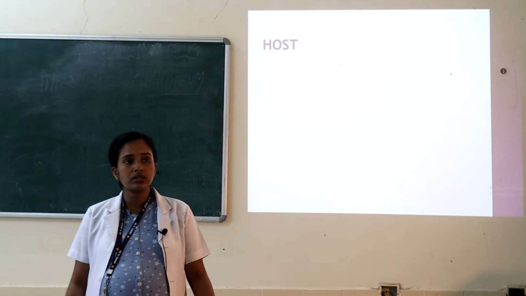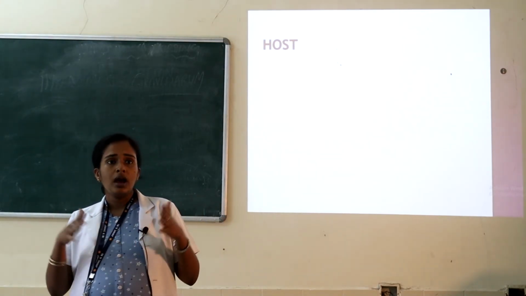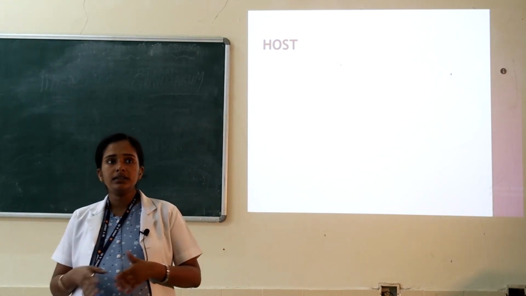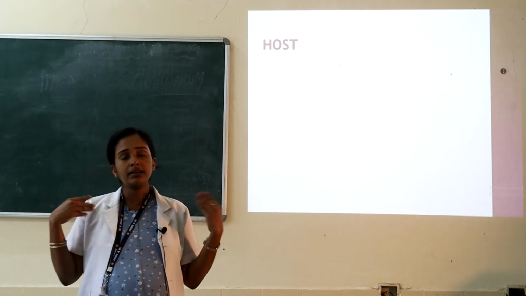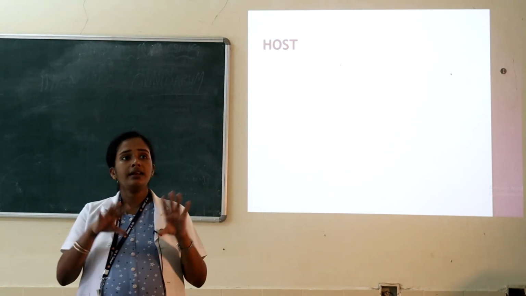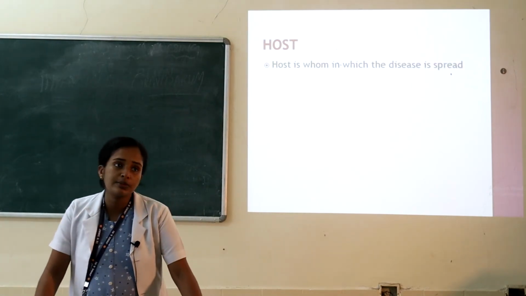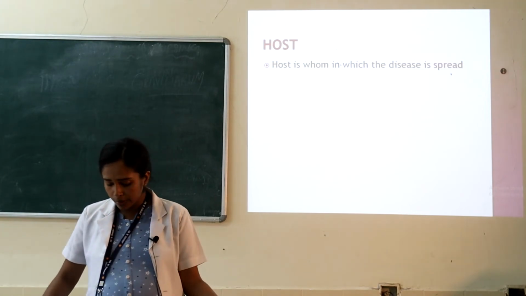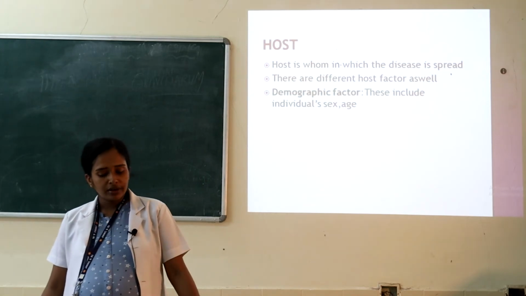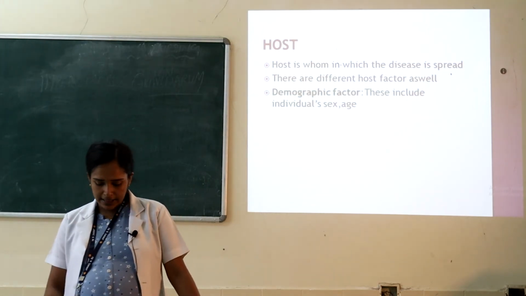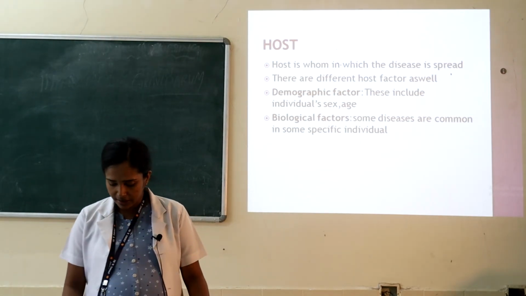Then the next one is host. Agent is the thing which produces a disease, and host is the harboring unit of the agent. The agent enters into the host and produces a disease. Host is the one in whom the disease is spread. It can be an animal, it can be a human being, etc. There are different host factors as well. Demographic factors include individual sex, age, etc. Then biological factors, like some diseases are common in some specific individuals.